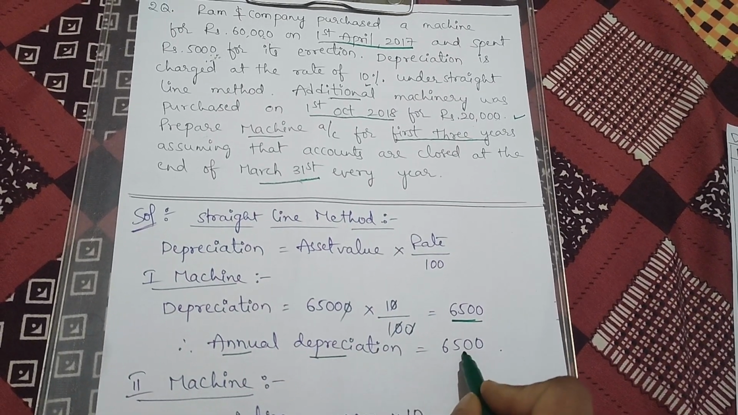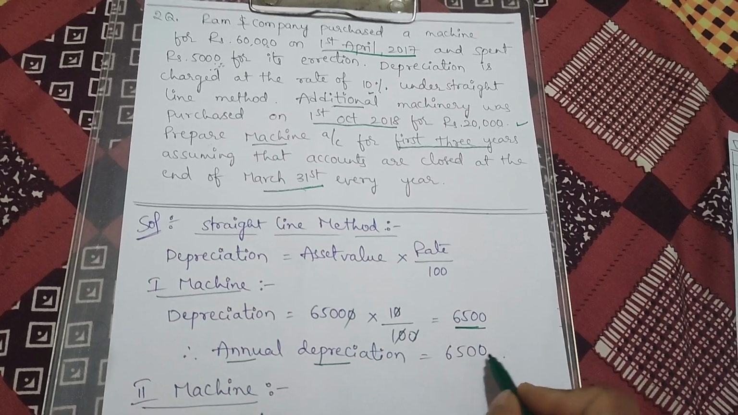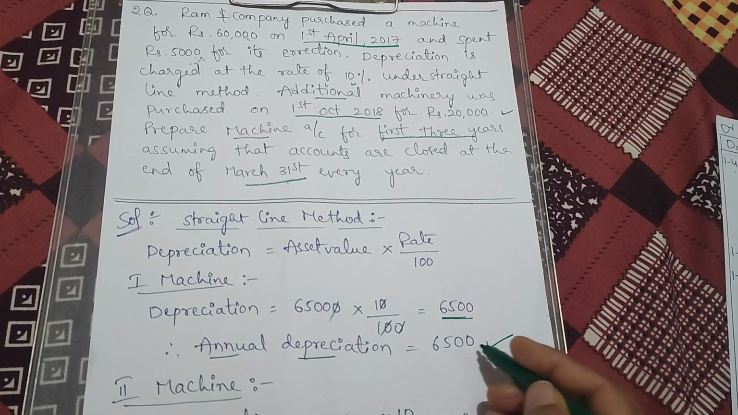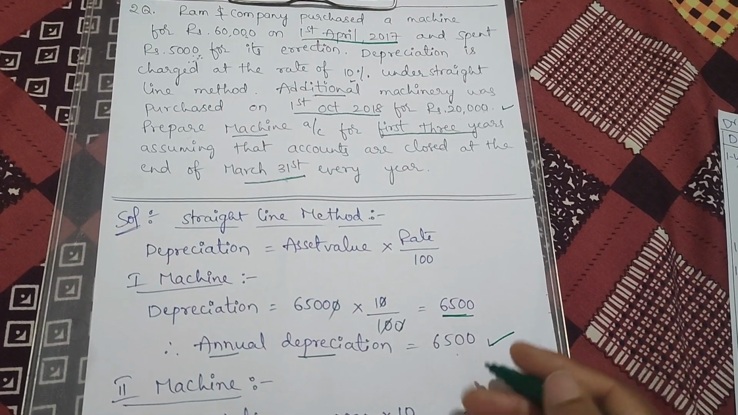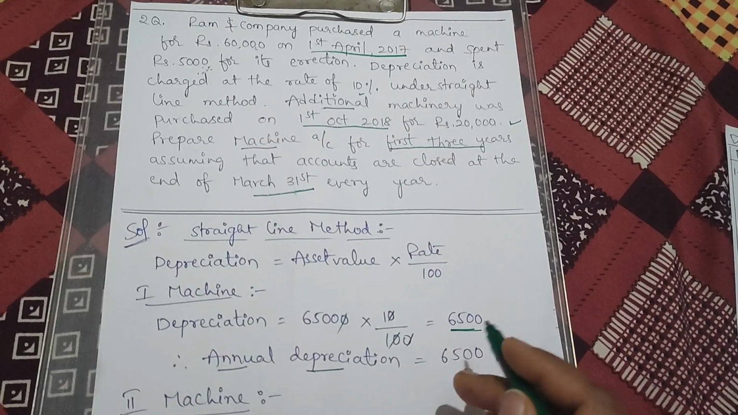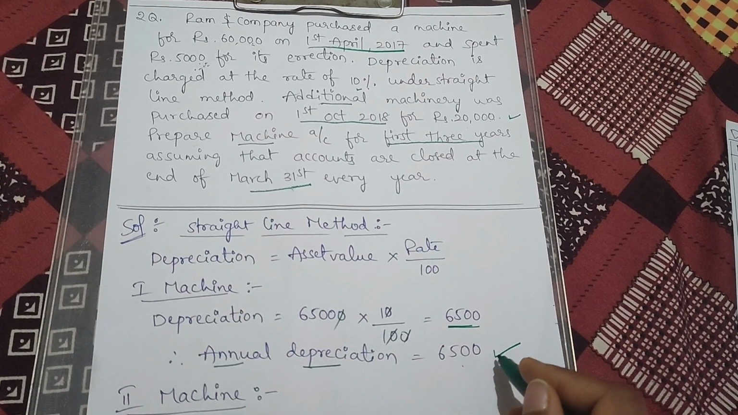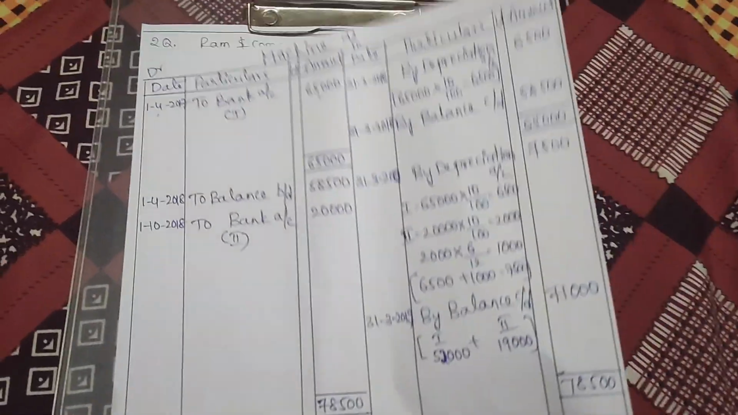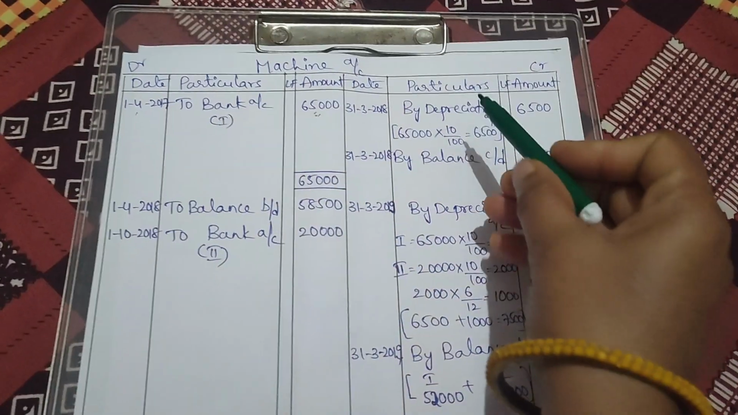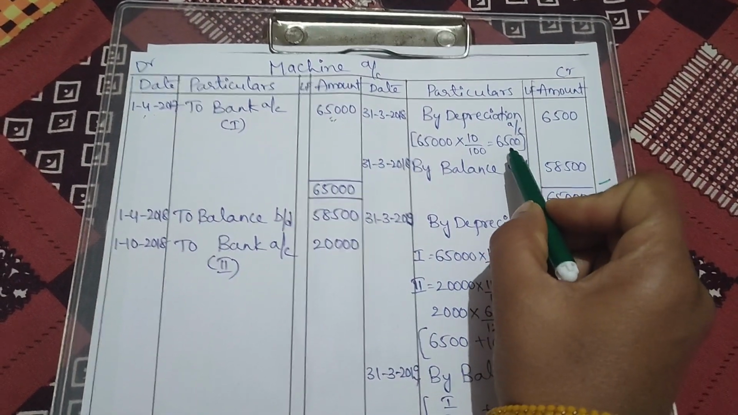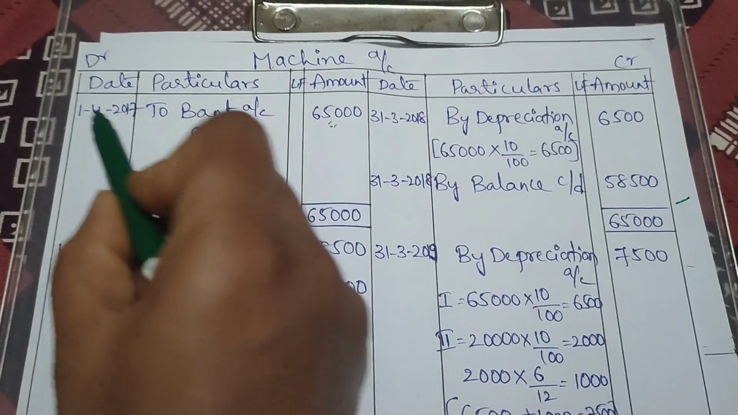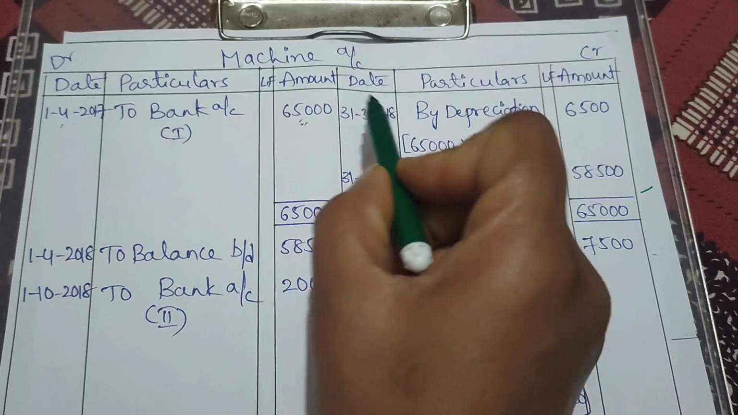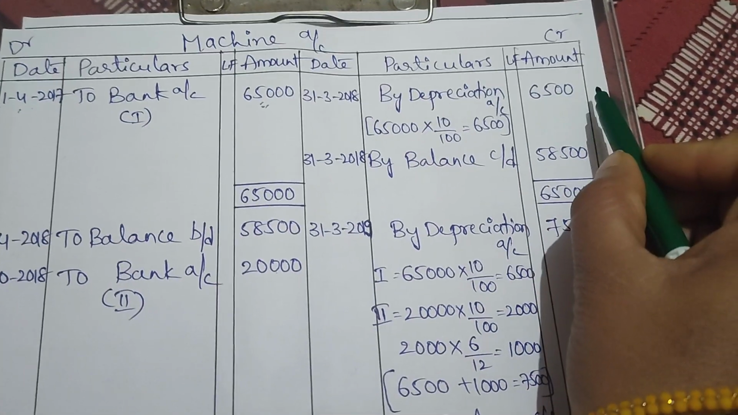One year's depreciation is 6,500. One year means 12 months. For 12 months, 6,500. If they use it for 6 months or 3 months, we have to calculate the depreciation again for that period. But if the businessman is using the machine for a full 1 year, we write 6,500 as depreciation for the first machine. So here you see, by depreciation account, I have written the same thing, 6,500, because they used it for the full year. From this date to this date, 1 year is 12 months, so 6,500 we have recorded.